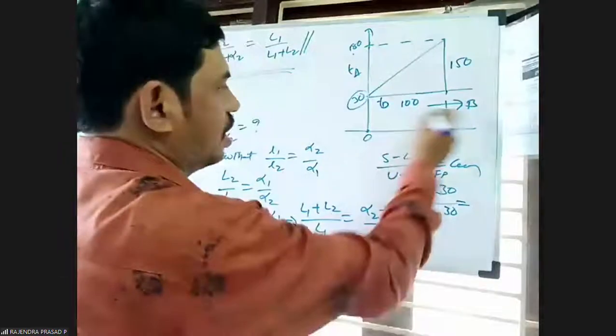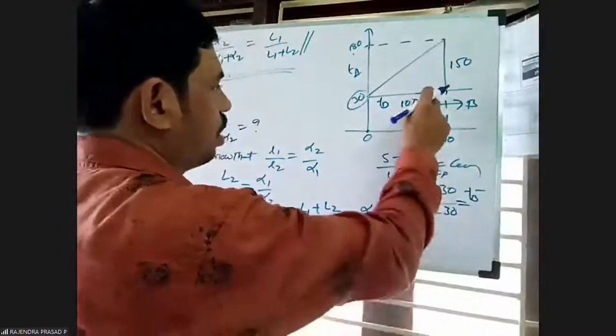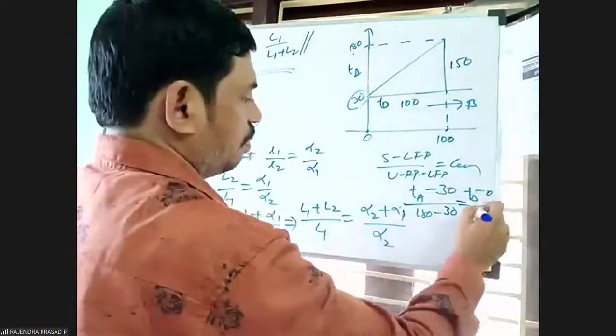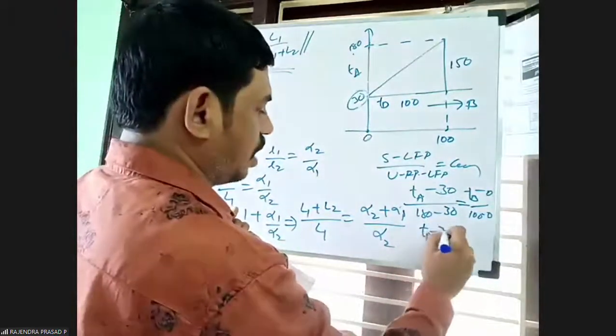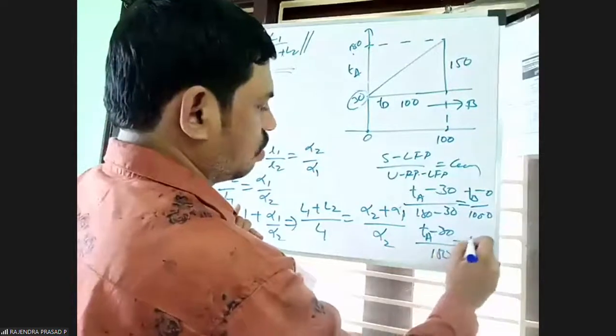So what is the scale TB? For TB, the lower fixed point is 0 and the upper fixed point is 100, so 100 minus 0 is 100. Directly, TA minus 30 by 150 equals TB by 100.